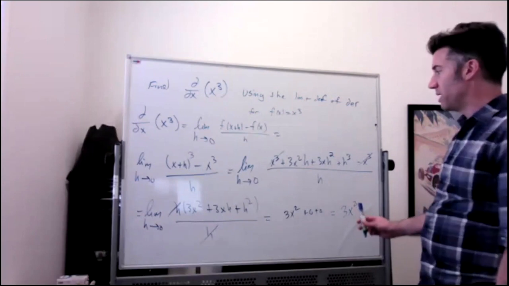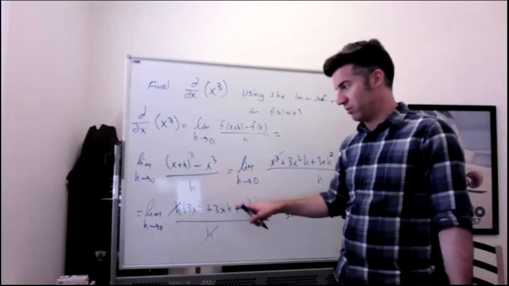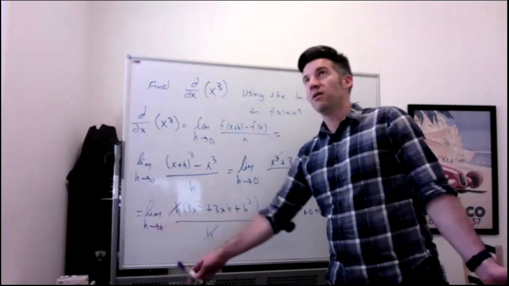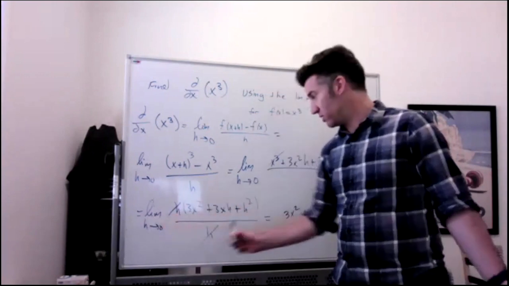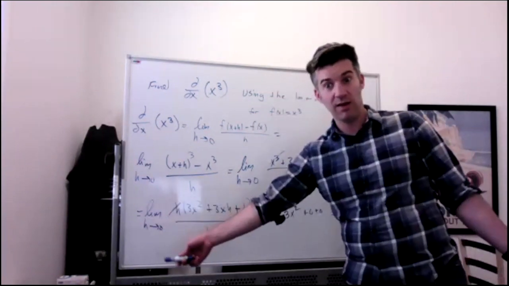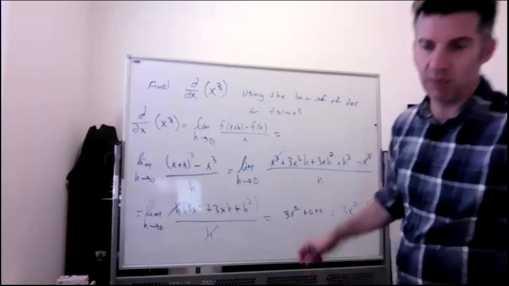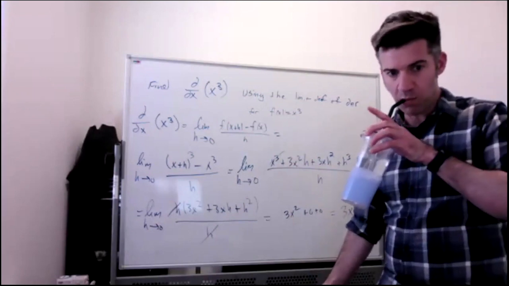So basically, if you still have the variable in your expression, like the limit as h approaches something, if you still have h's, you should still be writing the limit. If you no longer have h's, you should no longer be writing the limit. Same goes if it's x approaching something.